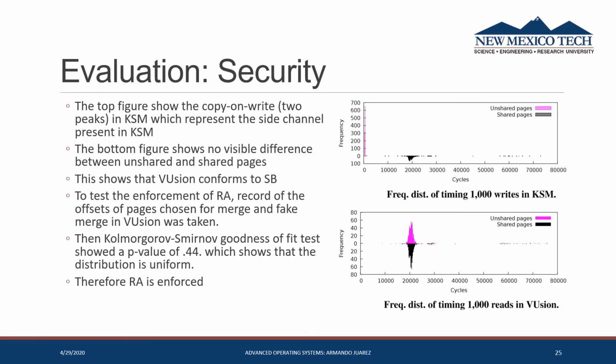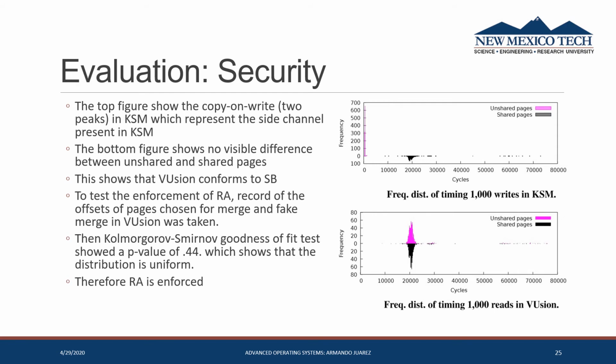Evaluation with respect to security. So first is the top right-hand figure. It shows the copy on write. You'll see the 2 peaks in KSM, which represent the side channels present in KSM. The bottom figure, the bottom right-hand side, shows no visible difference between unshared and shared pages. This is a representation of the same behavior. In KSM, you see that there's not a whole lot of purple on the top hand side. So it is very obvious that someone could see when a page was merged and when a page was unmerged. However, in VUsion, it's more or less a mirror, which is the point, which then confirms that VUsion actually conforms to same behavior.